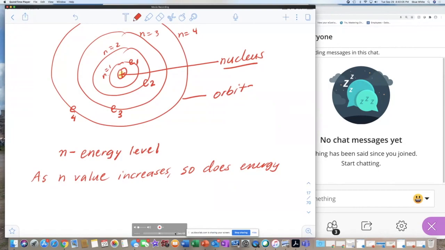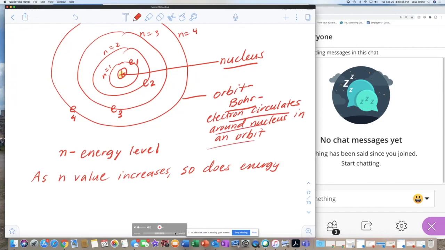Or a highway. So, according to Bohr, the electron circulates around the nucleus in an orbit. This is according to Bohr. So you ask him, Bohr, where is the electron? Well, depending on which electron we're talking about, it is circulating around the nucleus in an orbit.